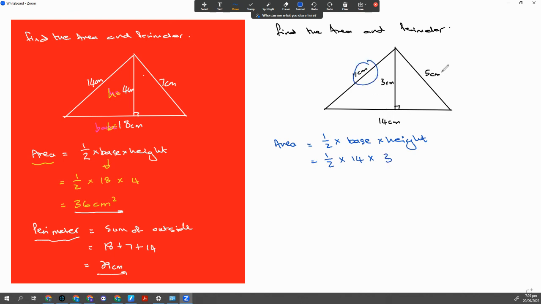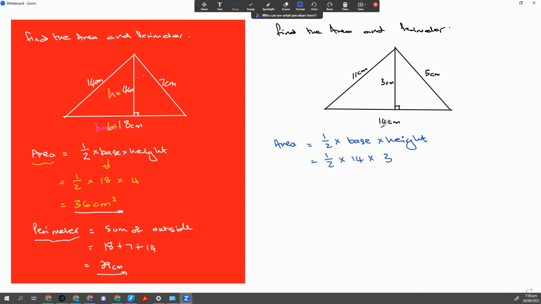You notice how we ignore those two because the height is the line that goes straight up. Over here, the height was 4, not 7 and not 14. That is the height, right? And that's the base. So we ignore all the other stuff. Okay.